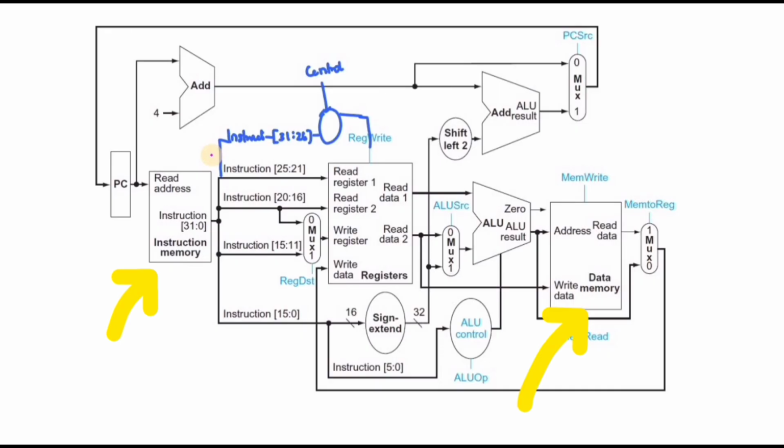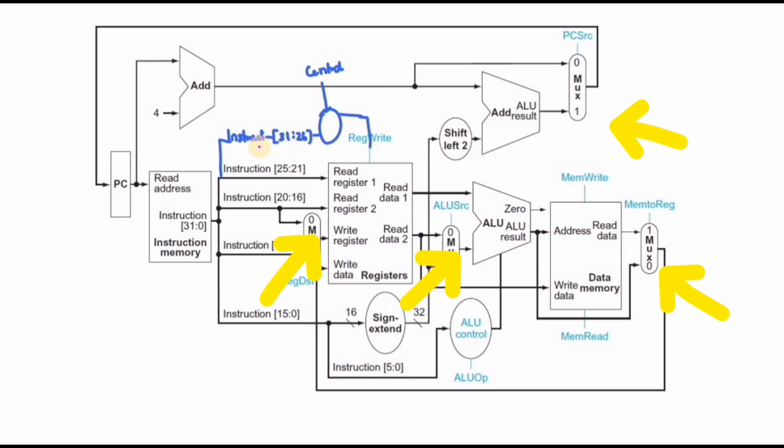Therefore, we need a memory for instructions separate from one for data. So we are using a separate memory for instructions and for data. We are also using a mux and a control signal to select any one of these two inputs.